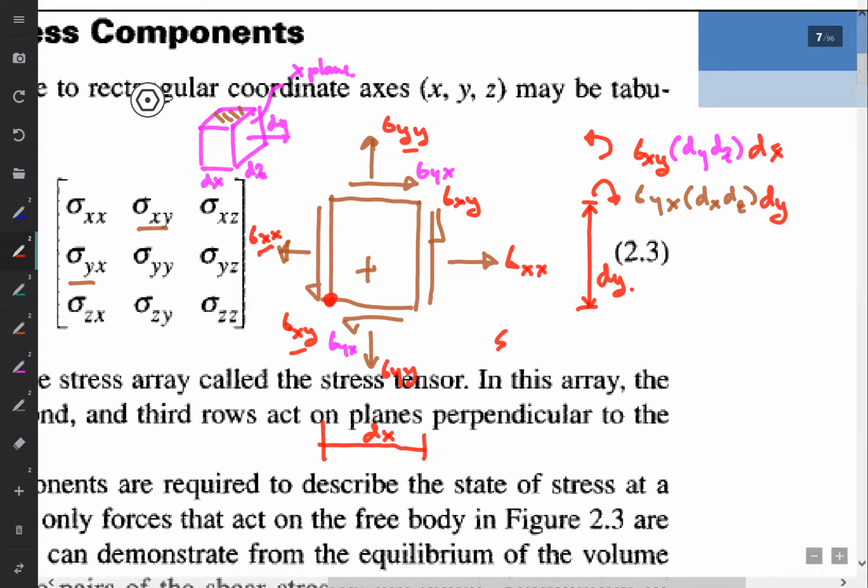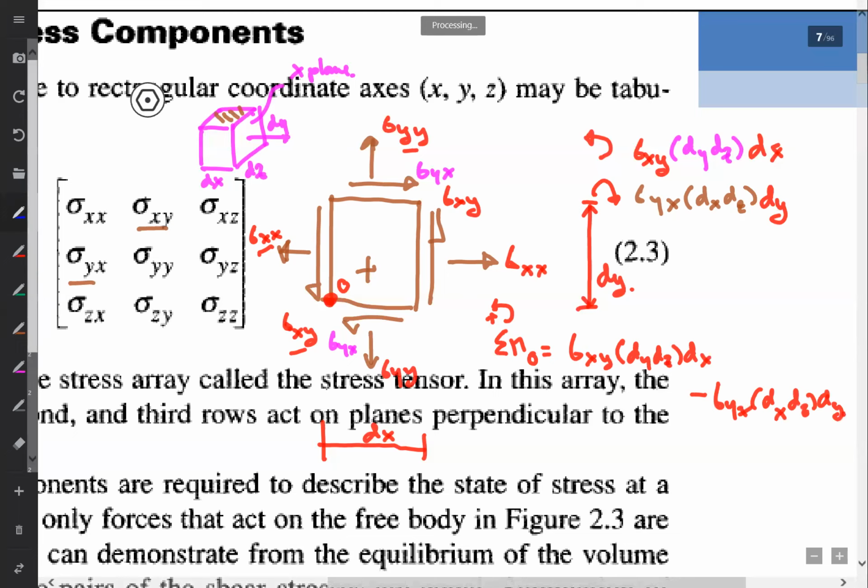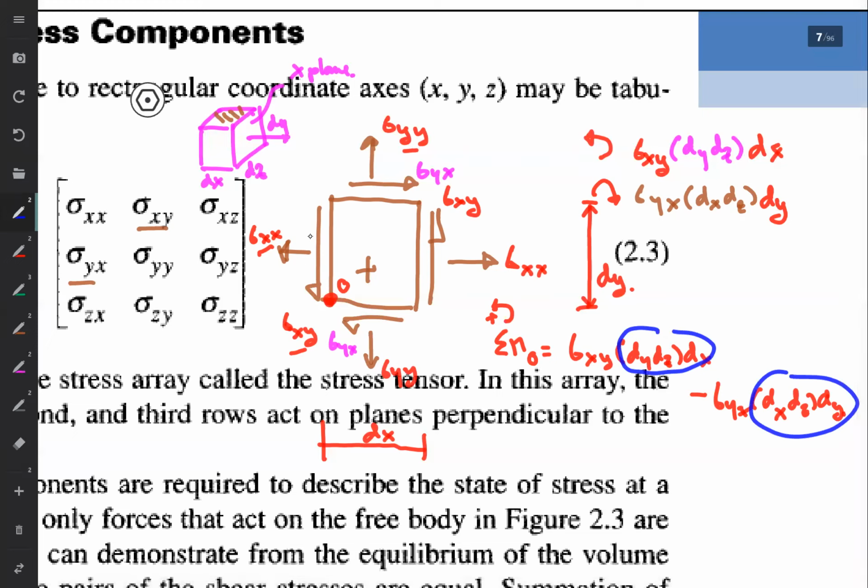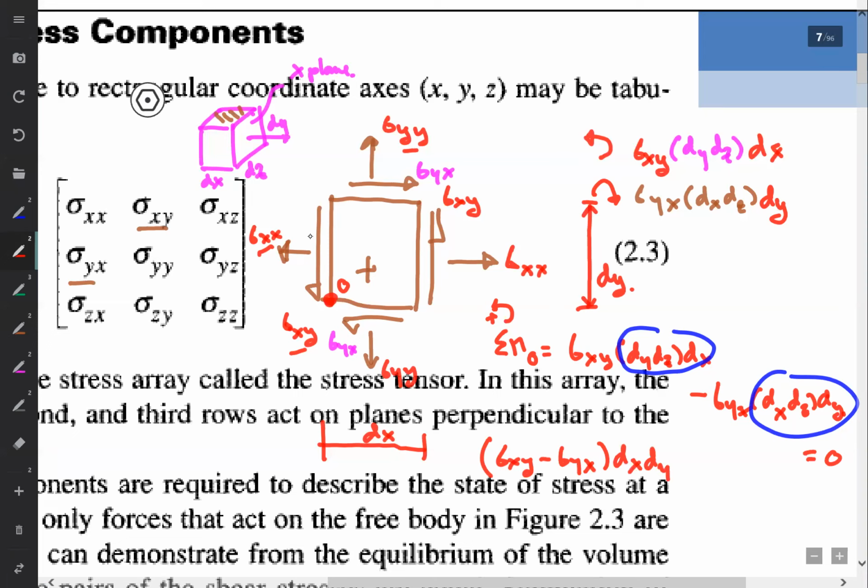After this, I checking the summation moment. If I set up this is as a point O, summation MO, what happened? It's become sigma xy, if we use this is positive one. Sigma xy dy dc dx minus sigma yx dx dc dy. So what do you think? This term is the same, right? And this equation is in equilibrium. It should be 0, right? So it's become sigma xy minus sigma yx multiplied with dx dy dc, right?